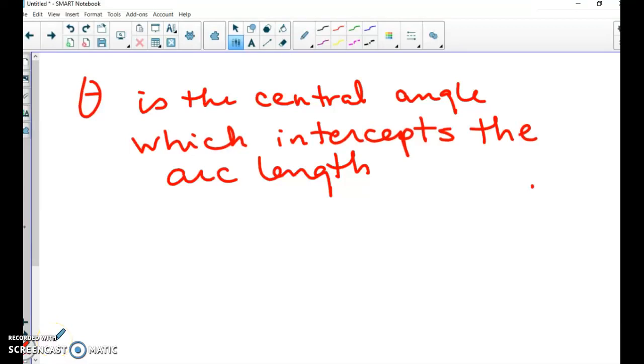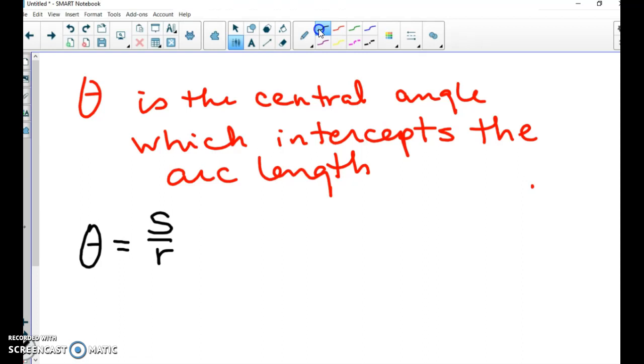So we start the second part of Chapter 4, Lesson 1, talking about linear and angular speed, and we start with the definition, the radian measure, which we started in 4.1. Radian measure is theta equal to the arc length divided by the radius.